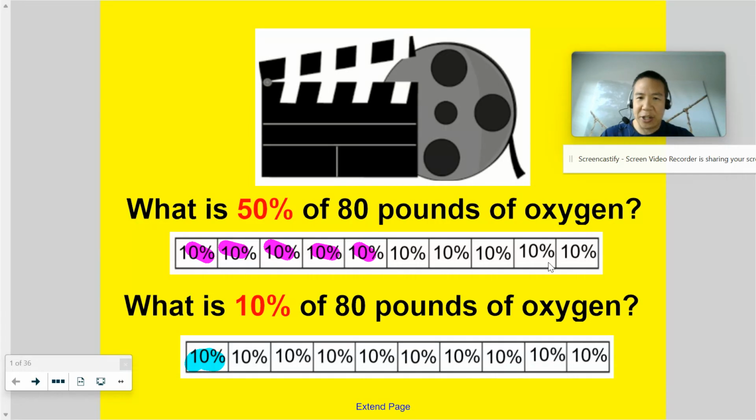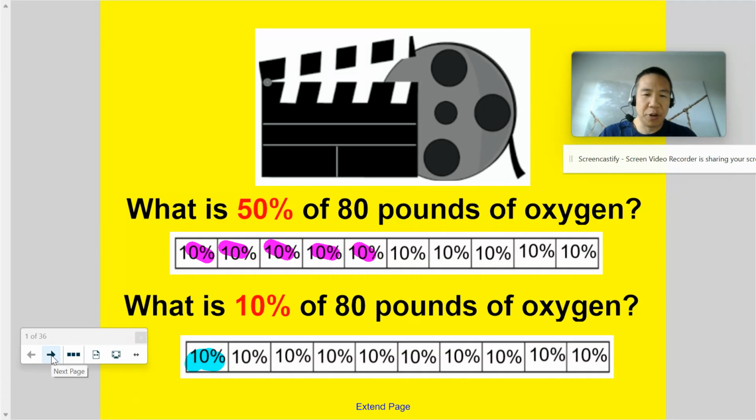So here is an example. Imagine you had an oxygen tank that held 80 pounds of oxygen. What happens if you use 50% of it? That would be 40 pounds. How did I get that from this diagram? If you have only 10% of oxygen left, how many pounds would that be? That would be 8 pounds. So how did I get it from this strip diagram?